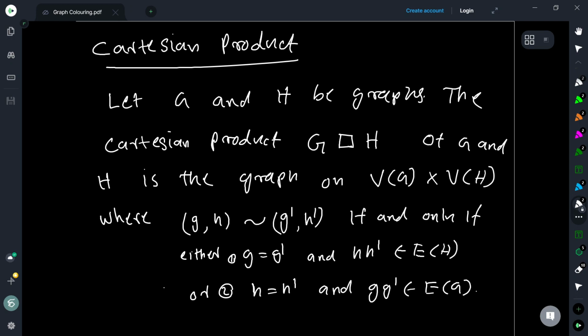So on this vertex set, two vertices are adjacent. Let's say (g, h) is one vertex and (g', h') is another vertex, and they are adjacent if and only if either g is equal to g' and h h' belongs to the edge set of H, so hh' is an edge in H and g is g', then in this case we have an edge between these two pairs. Or h is equal to h' and g g' belongs to the edge set of G. So this is the definition of the Cartesian product of two graphs.